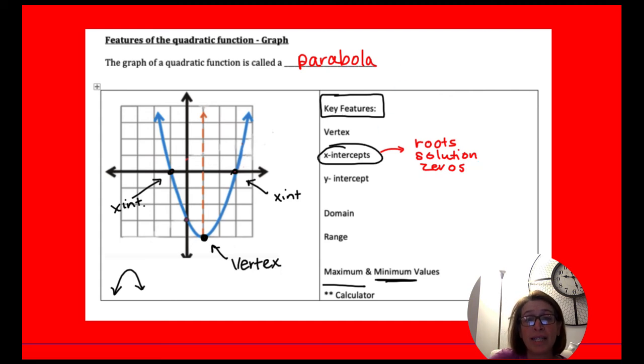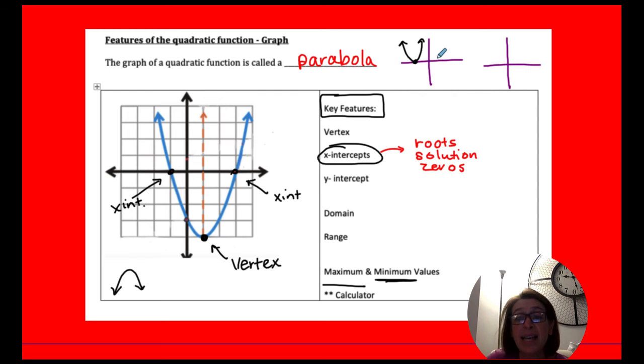Now, what's interesting is I want to make sure you understand this. I'll sketch it over here. It doesn't have to have two x-intercepts. A parabola can actually touch the graph just one time, like right there, where the vertex actually is the x-intercept, and it can actually not cross the x-axis at all. This is when we have something called imaginary roots or imaginary zeros, and we're going to be talking about that later in this unit.